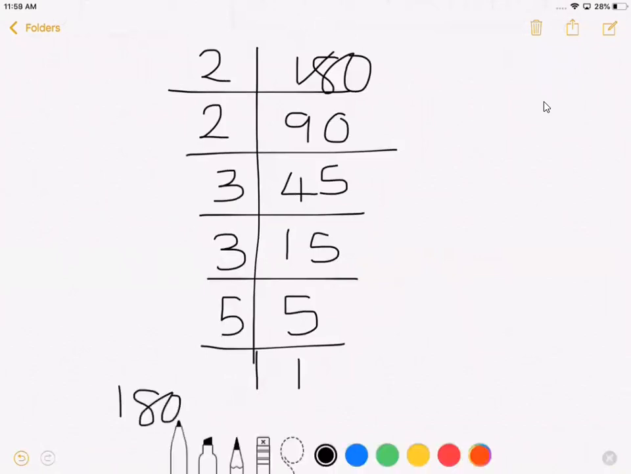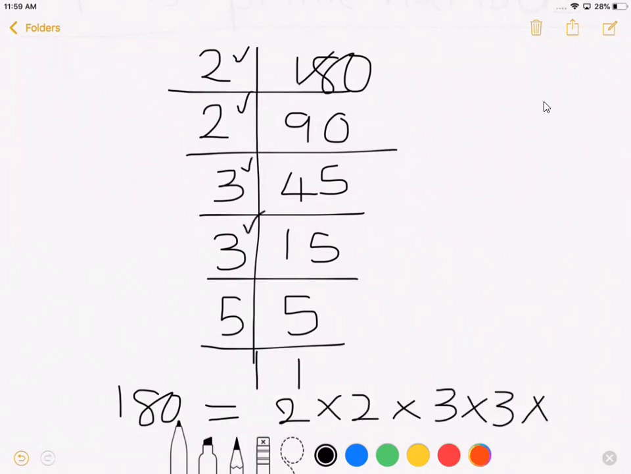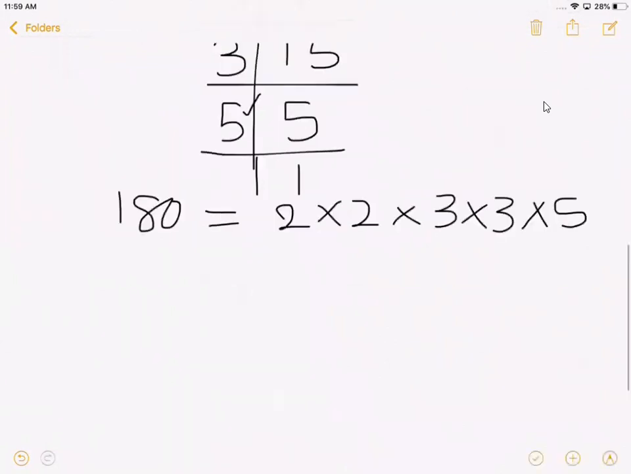Then I will go on and say 180 is equal to, remember we are writing 180 as a product of its prime numbers, and the word product means times. So 180 is equal to, how many 2's do I have? 2 times 2, because I've got two 2's, times how many 3's do I have? 2 again, times 3 times 3, times how many 5's do I have? There is only one 5, multiplied by 5. I've written 180 as a product of its prime numbers.